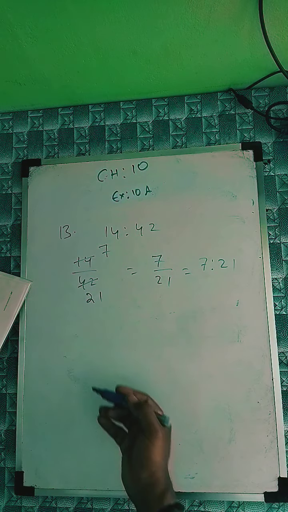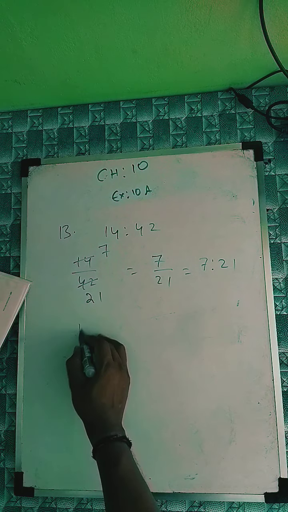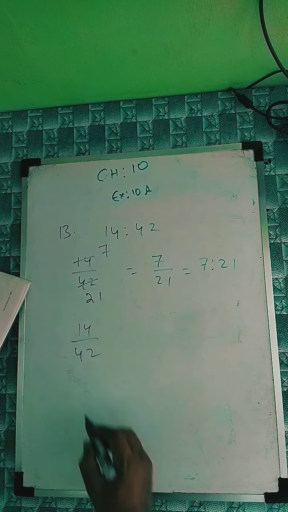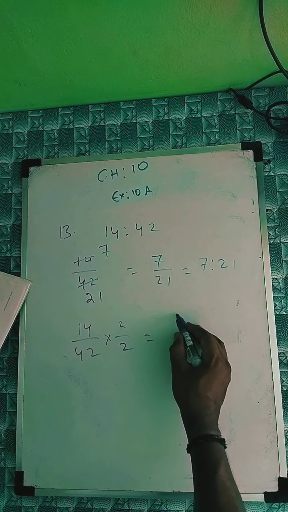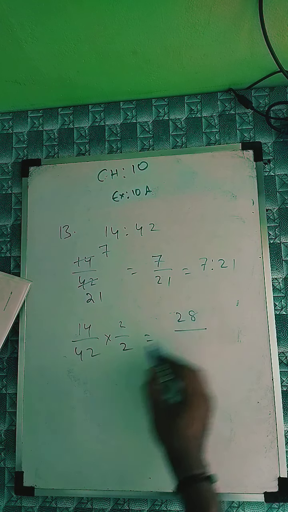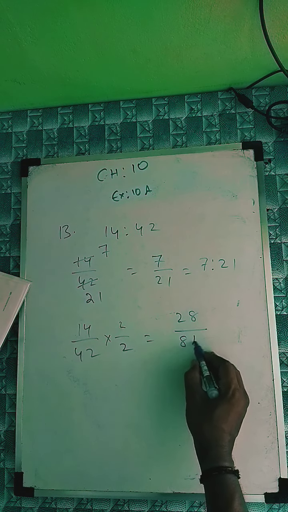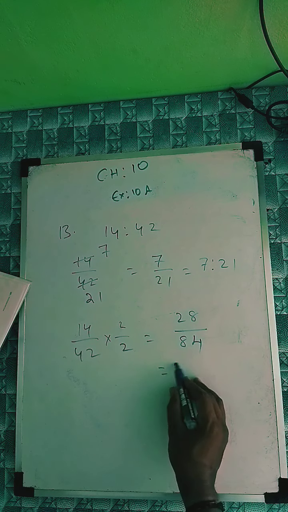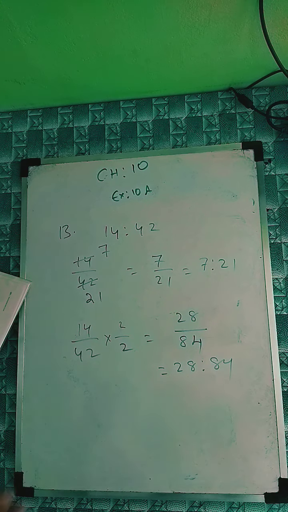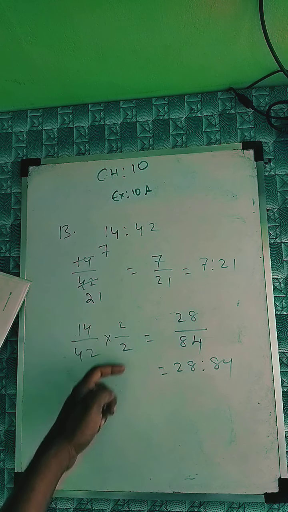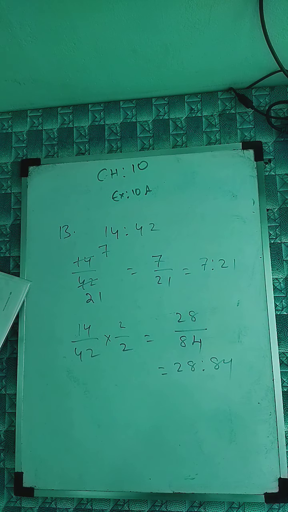So that is 1 ratio. Again we can't cut, so what we'll do, again you write 14 by 42. You better multiply by 2. So 14 2s are 28, 42 2s are 84. So the answer is 28 is to 84. You can multiply by 3, 4, 5, like 3 by 3, 4 by 4. We can get lots of equivalent ratios. But they're asking only 2, so I'm writing only 2 here.